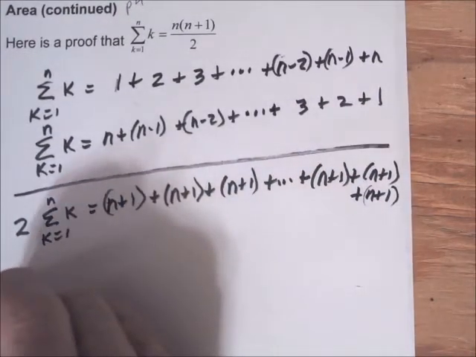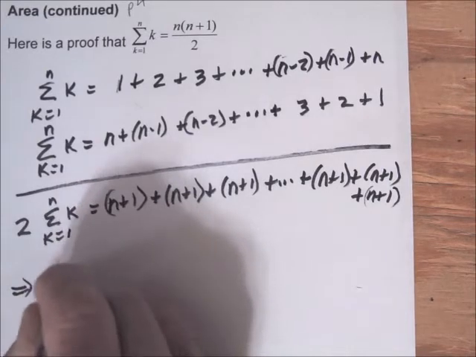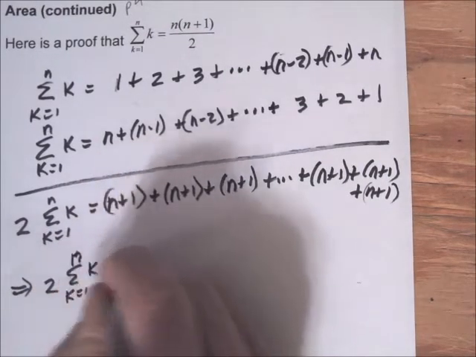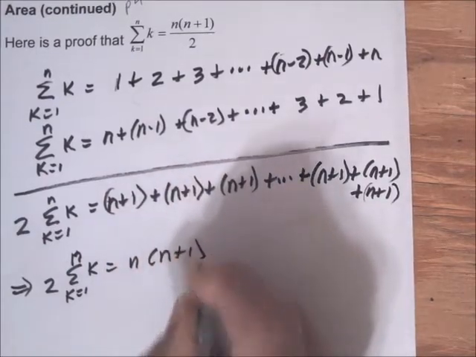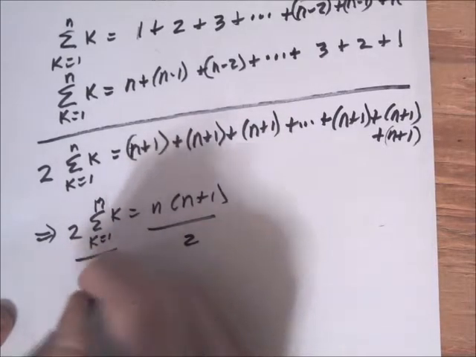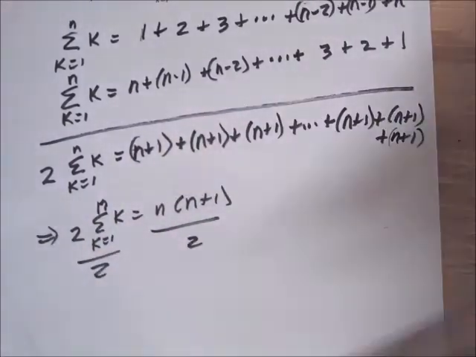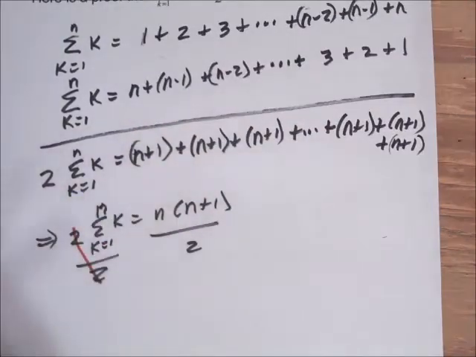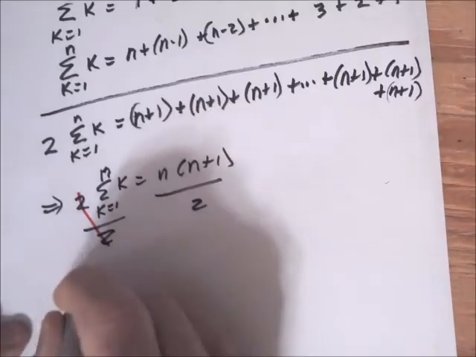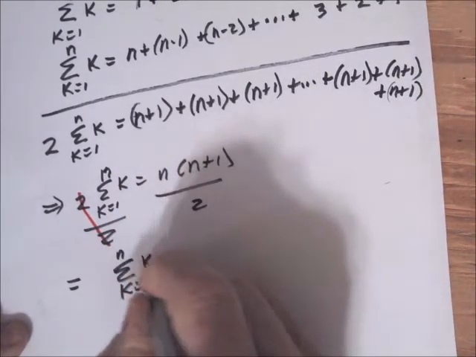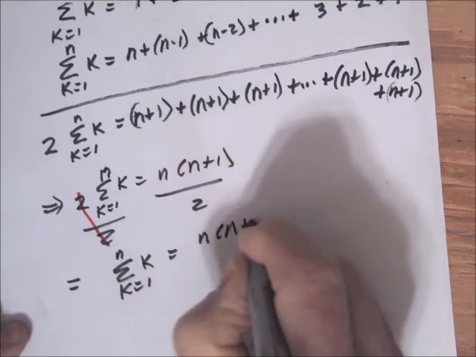So this means that 2 times the sum is equal to n times n plus 1. And then if we divide both sides by 2, the 2's will cancel on the left side, and we get that summation k equal 1 to n, k is equal to n times n plus 1 all over 2.